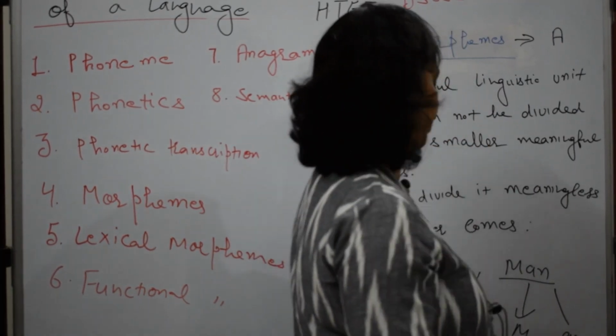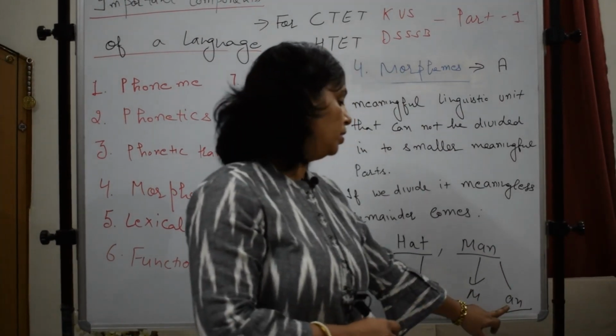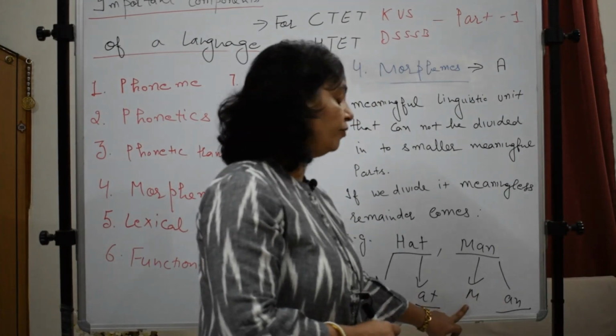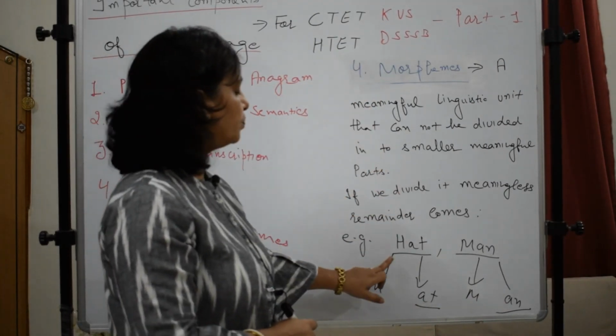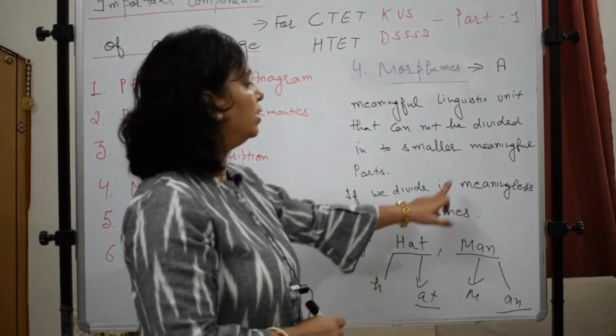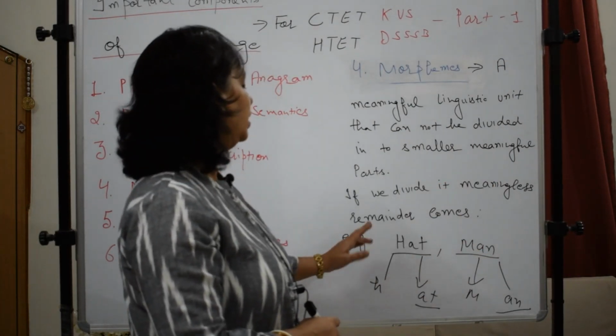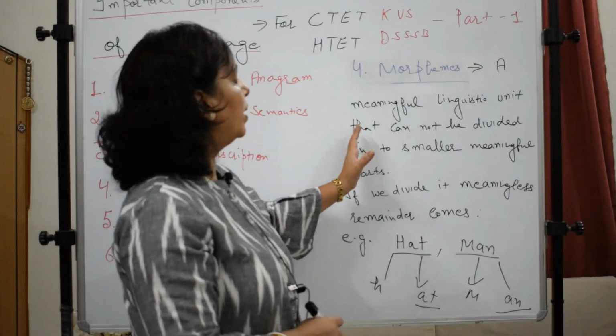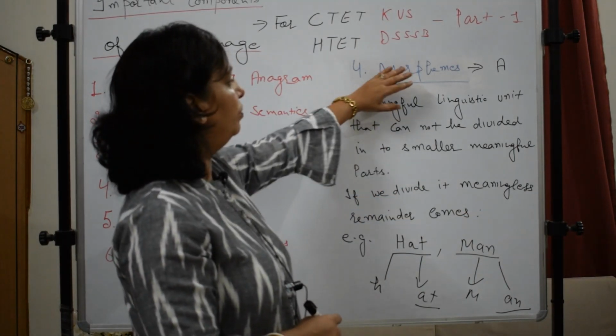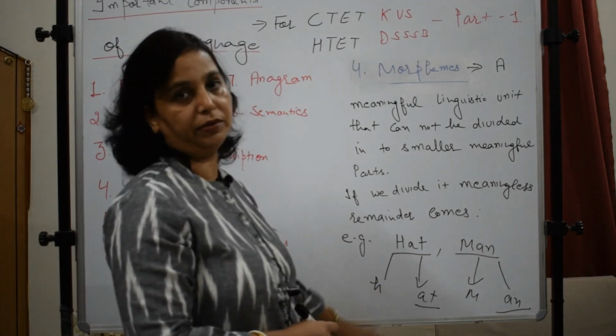In the same way, we can't divide m and an. The article an will come, we can't use this word alone. M, we can't use this word alone. It means a morpheme is a full word that has a meaning, but if we divide it further, the remainder that comes will be meaningless. So remember the definition of morpheme with this example.